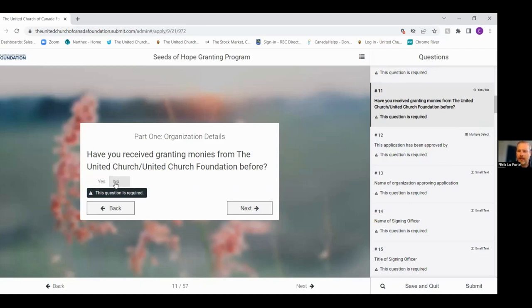Depending on which one you click, it will give you a drop-down menu to provide further information. So a date when that money was had, where that money came from. So for example, maybe you received a Seeds of Hope grant in years past, and that's where you fill in that information.